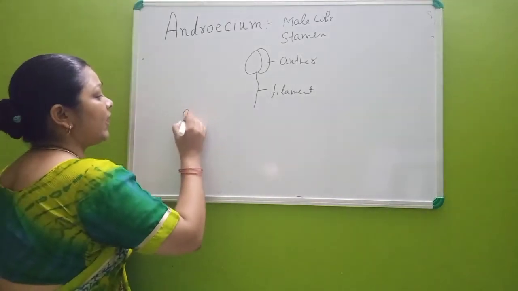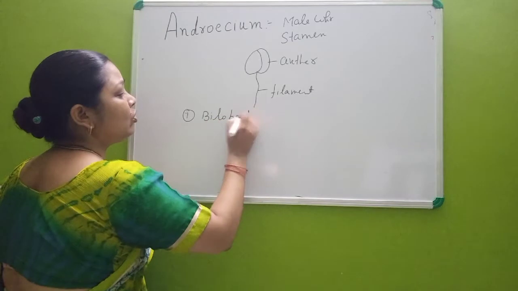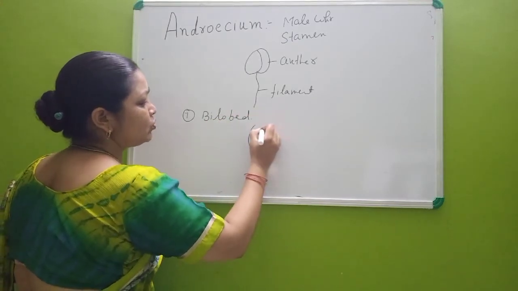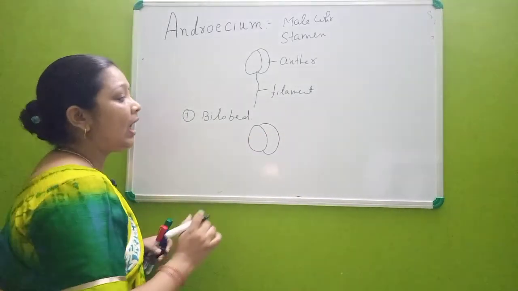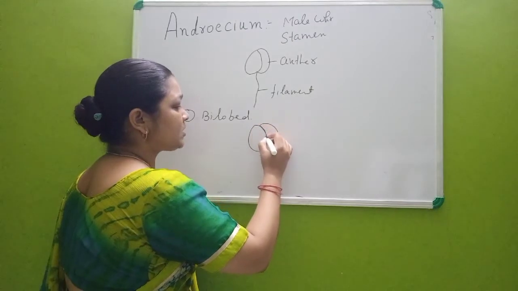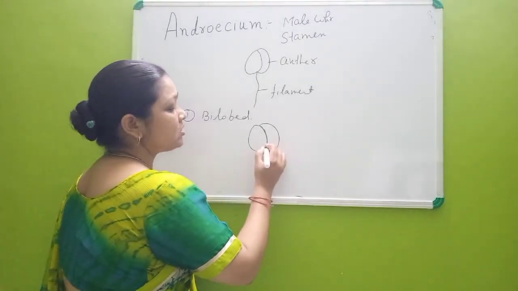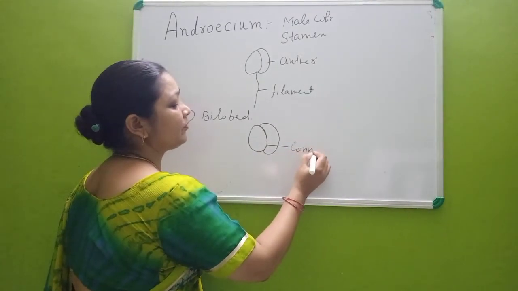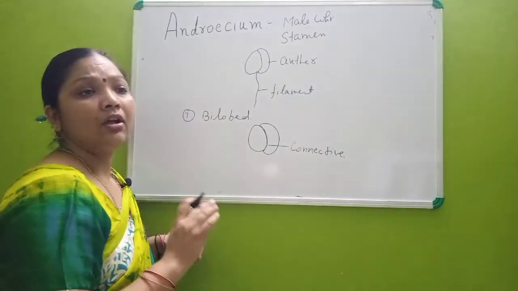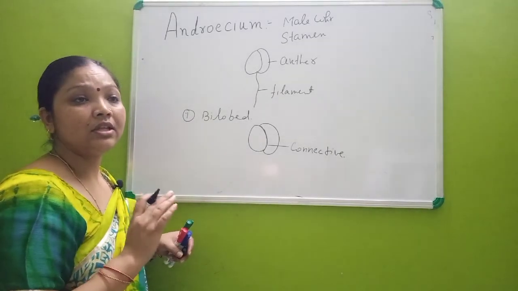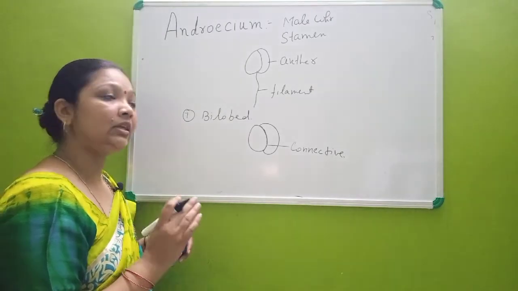The first type of anther is called bilobed anther, meaning it has two lobes like this. The two lobes are connected by a sterile tissue. This sterile tissue is called connective, and this bilobed anther is also called diathecous.